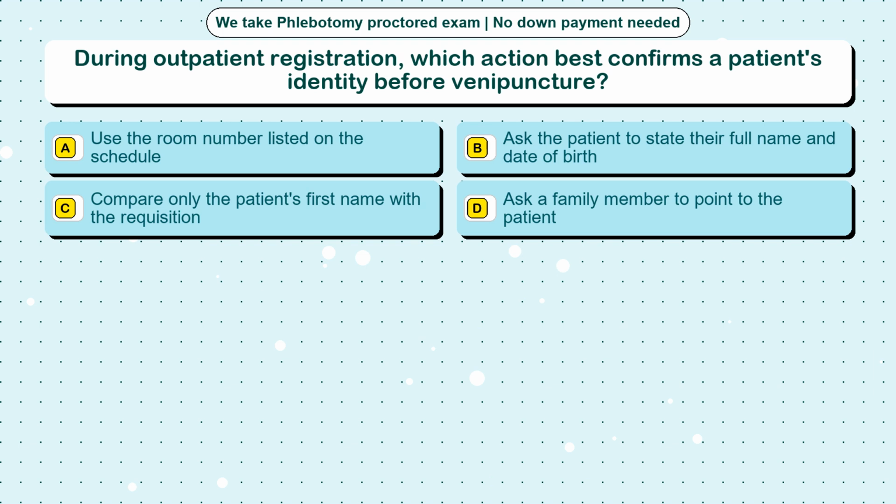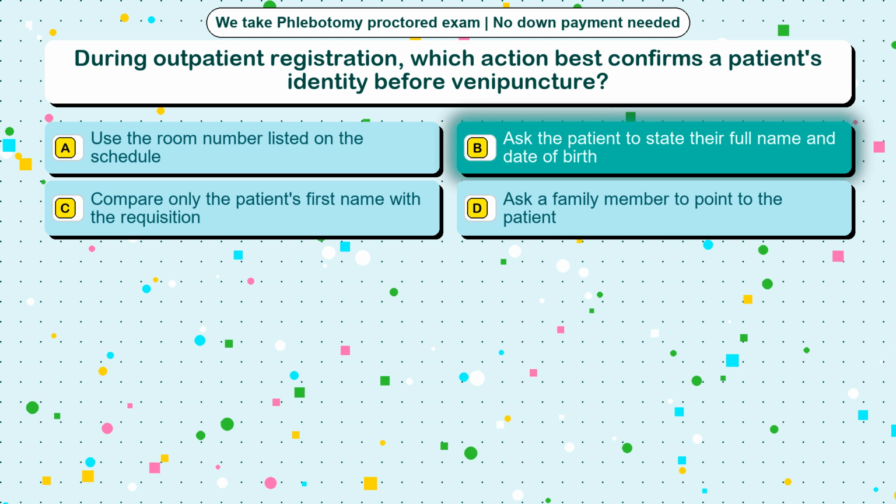Question 14. During outpatient registration, which action best confirms a patient's identity before venipuncture? Option A. Use the room number listed on the schedule. Option B. Ask the patient to state their full name and date of birth. Option C. Compare only the patient's first name with the requisition. Option D. Ask a family member to point to the patient. The correct answer is option B.